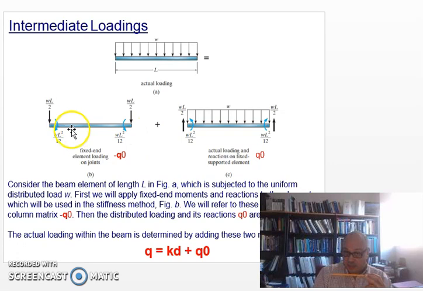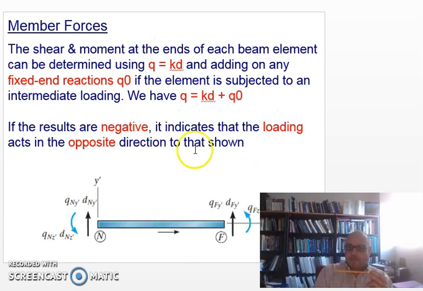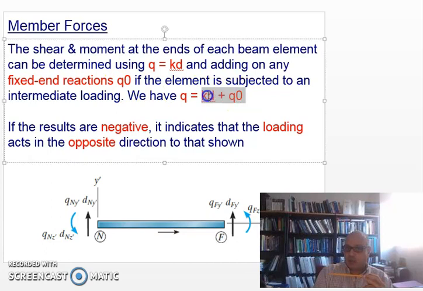Like this case, for instance, you have the beam that's free of any load and then the reaction at the very end. So let's see. Member forces: we are going to get the shear and moment at the ends of the beam using Q, or the force equals K times D, as we've done earlier. Then add to it another vector, which is for the fixed end reactions, Q naught. And that will be this equation right here, which is Q equals KD plus Q naught.